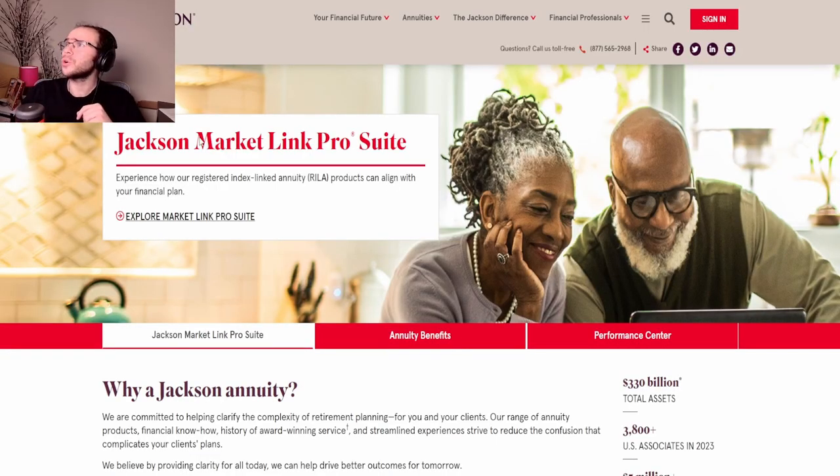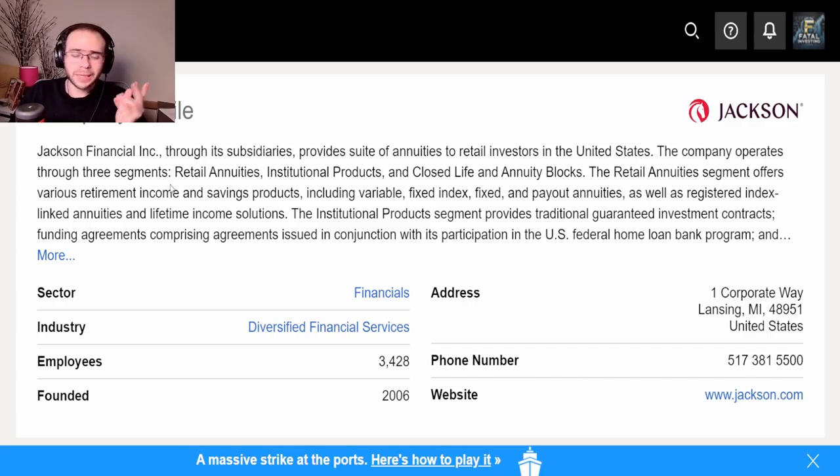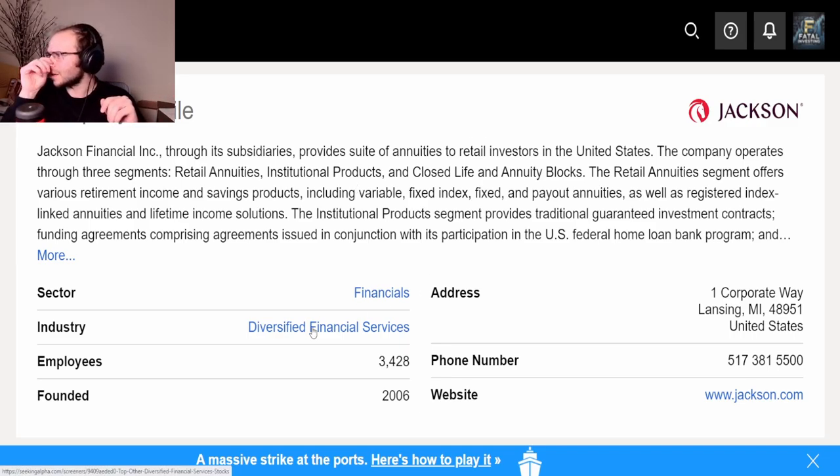So let's start, of course, with the company profile. Now, it's a very basic company. Jackson Financials, through its subsidiaries, provides suites of annuities to retail investors in the United States. The company operates through three segments: retail annuities, institutional products, and closed life and annuity blocks. The retail annuity segment offers various retirement income and savings products, including variable, fixed index, fixed and payout annuities, as well as registered index linked annuities and lifetime income solutions. Okay, I'm not going to read anymore because I think y'all got it. Guys, essentially it's a bank, right? It's a bank, diversified financial services. So, they're located in Lansing, Michigan, 3,428 employees, founded in 2006.